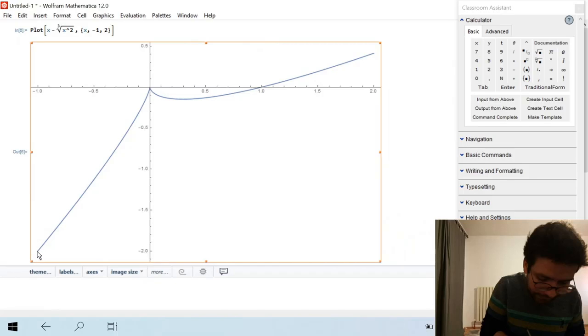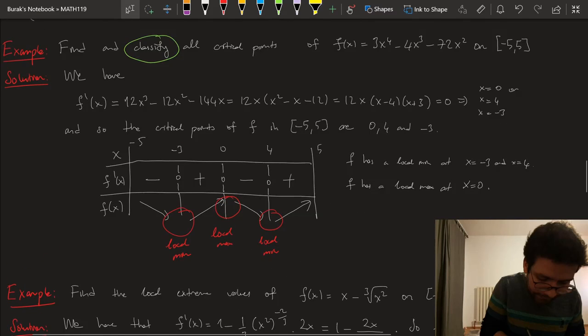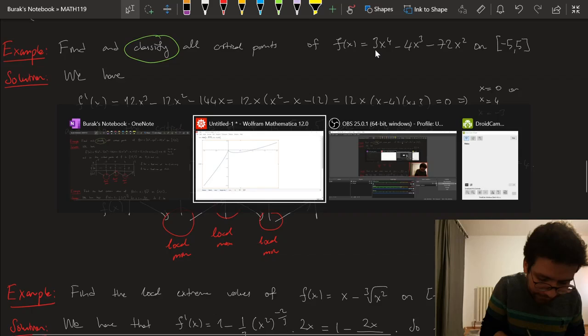This left-hand point is a local minimum. This right-hand point is a local maximum, and I have a local minimum here, and I have a local maximum here. Okay, and let me show you this one as well.